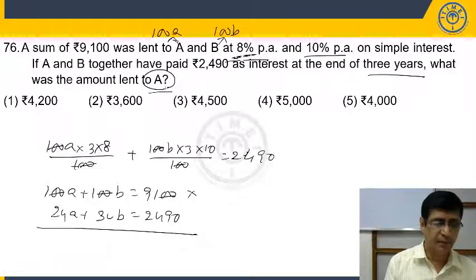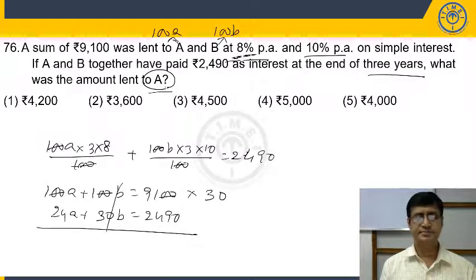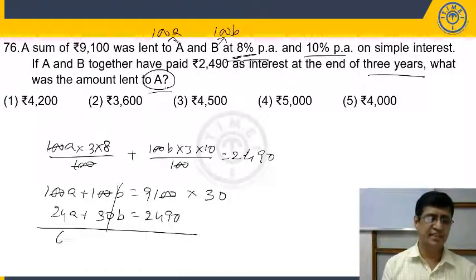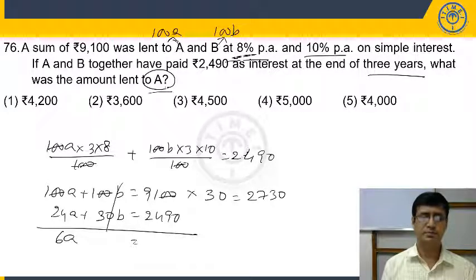It is 30B, so multiplying with 30, B gets cancelled. So 30B minus 24, 30A minus 24, it is 6A. So how much is the product of 91 into 3? It is 2730.